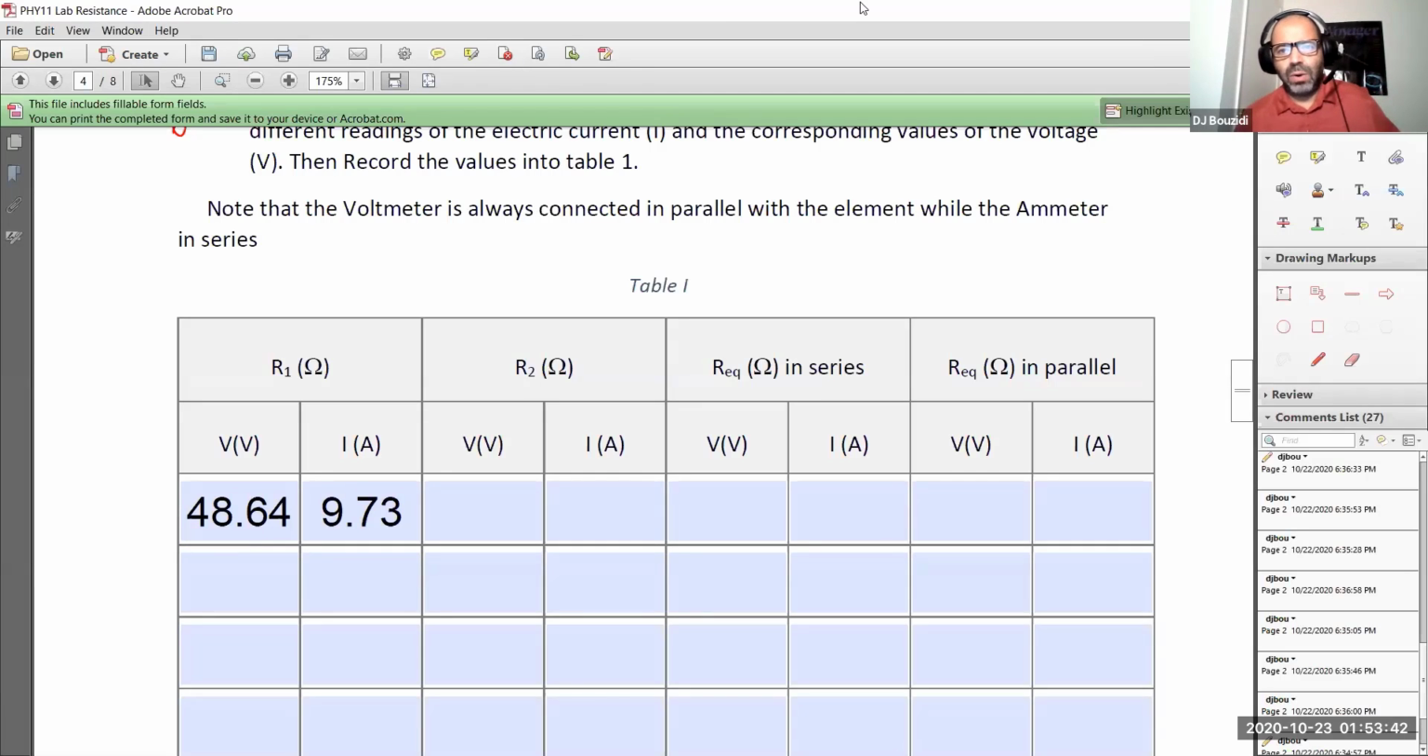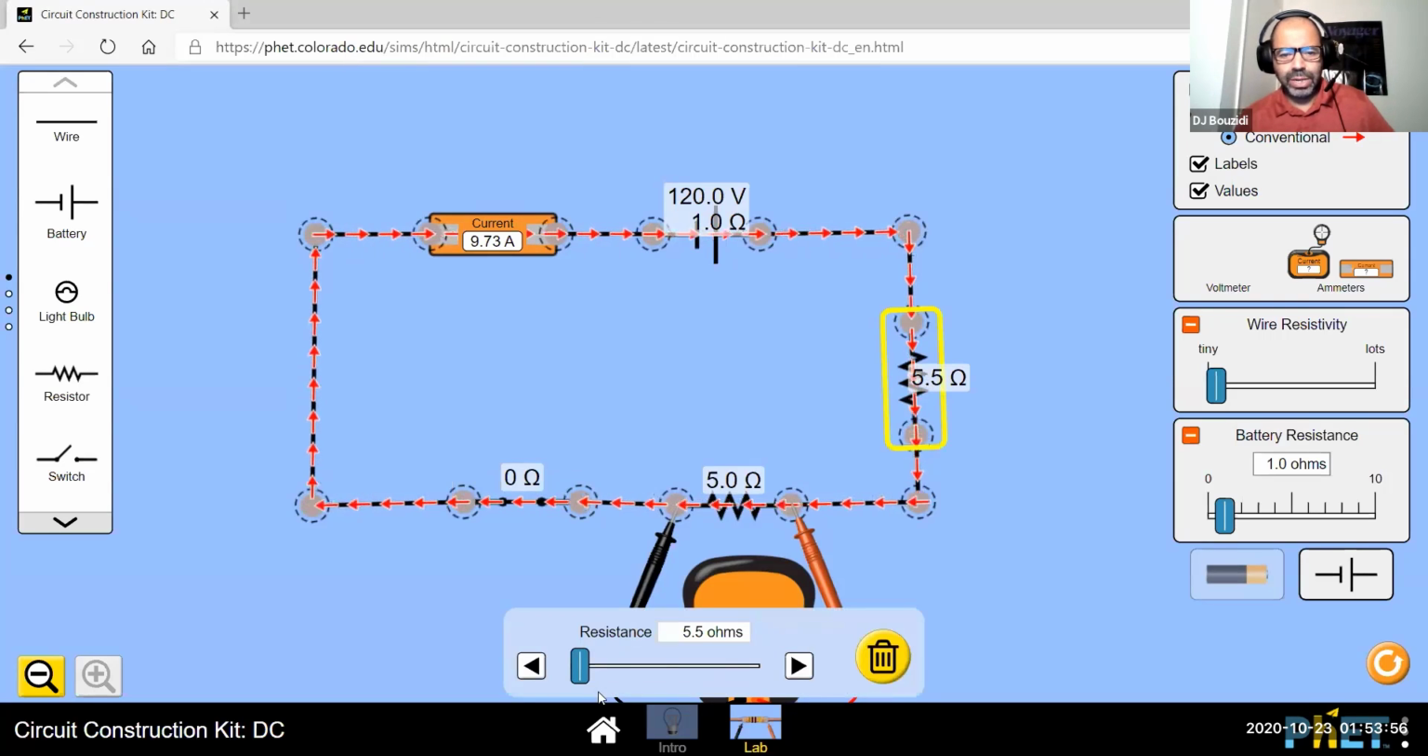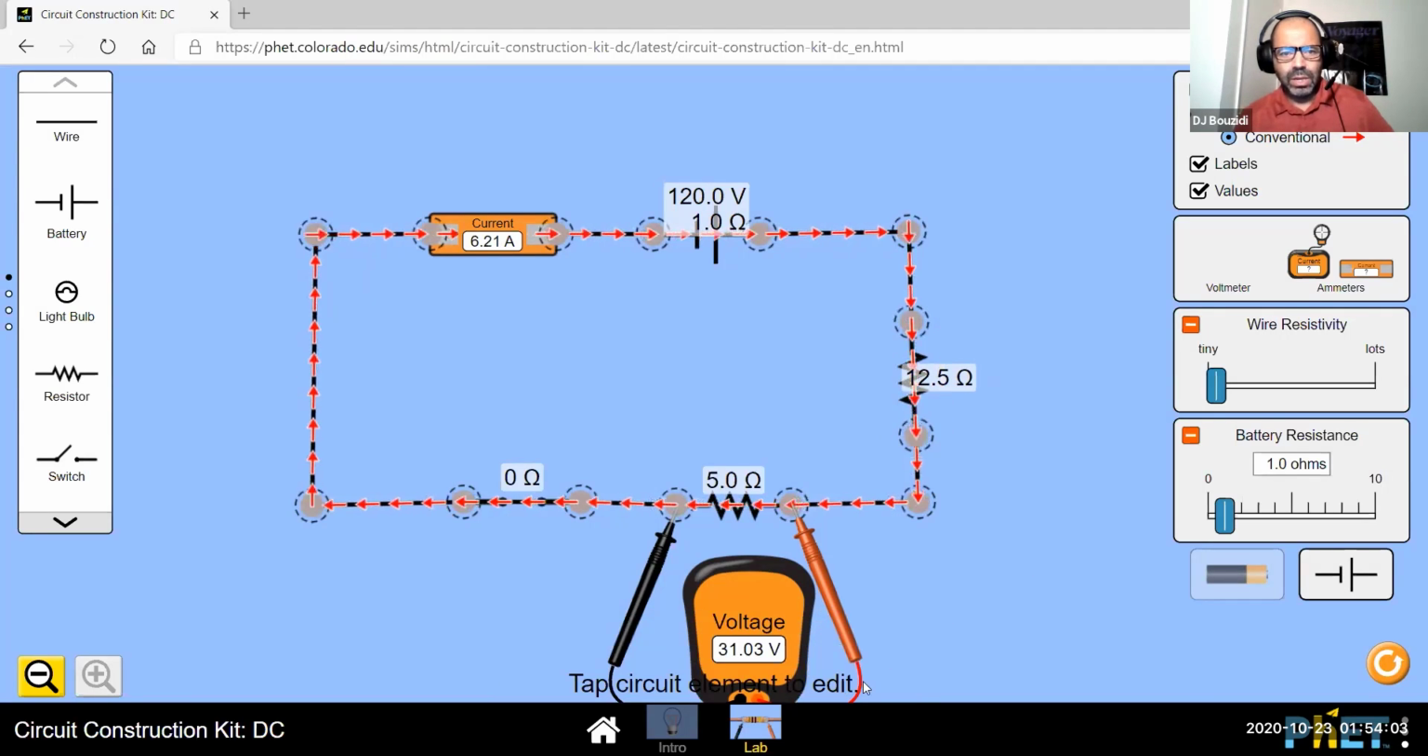What I'm going to do now is stop sharing the screen, go back to where my simulation is going, and change now the rheostat to a different value. Remember, I need 6 points, okay? So I'm going to click on this one and change the value in here. 11 is fine, or let's make it interesting, 12 and a half is fine. Now note the reading now. The current was 9 point something, now it's 6.21, and the voltage also dropped, 31.03. So again, 6.21.